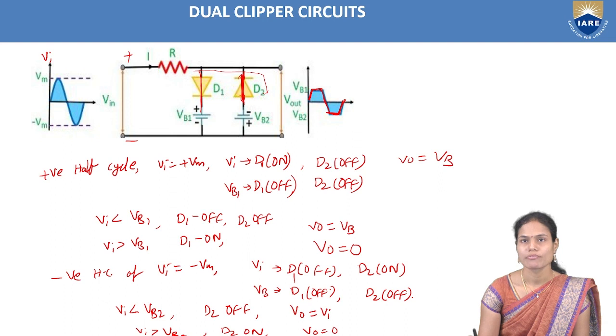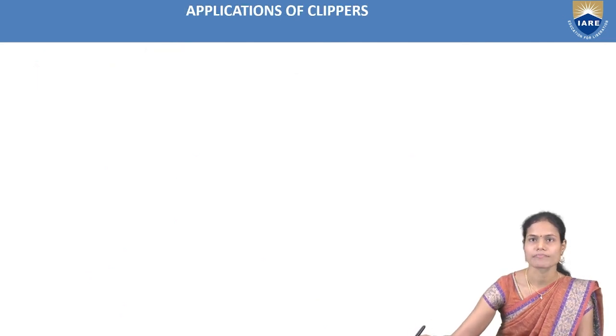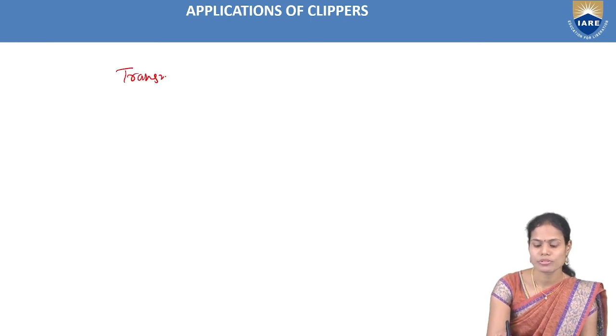So this is the operation of the dual clipper circuit. It will clip the positive portion of the signal as well as some amount of the negative portion of the signal. So this is the output waveform of the dual clipper. This dual clipper we can also call a slicer circuit because it is clipping both the positive and negative half cycles. Coming to the applications of the clippers, we can use them basically for transmission purposes and for slicing purposes.